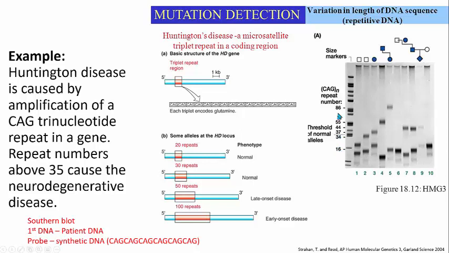So when we have 16 repeats, it runs much faster and goes through more of the gel than it does when we have 86 repeats. This is helping you to remember that the larger fragments are at the top of the gel, the smaller fragments are at the bottom of the gel.